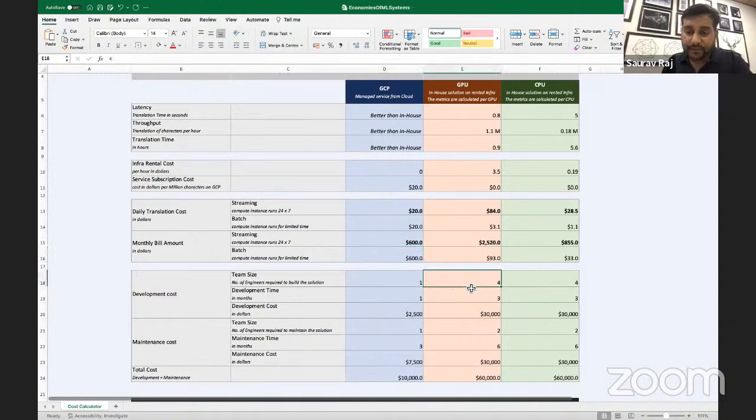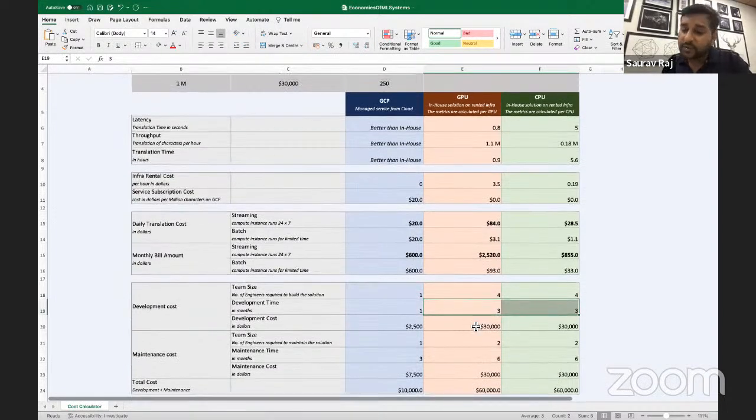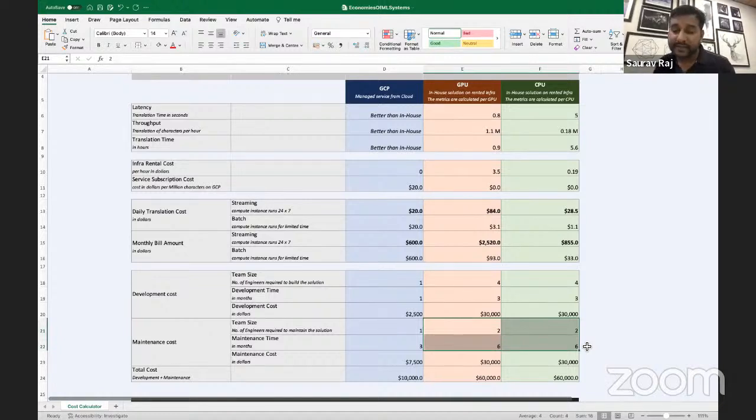So in the case of the in-house solution running on GPUs and CPUs, we have assumed that it requires a team of four engineers to work for 3 months to build the solution, and based on that, the development cost comes to $30,000. Similarly, we have assumed that it takes 2 engineers and 6 months to regularly maintain the service, maintenance in terms of fixes, feature enhancements, or any such similar activities. So that cost again comes to $30,000.